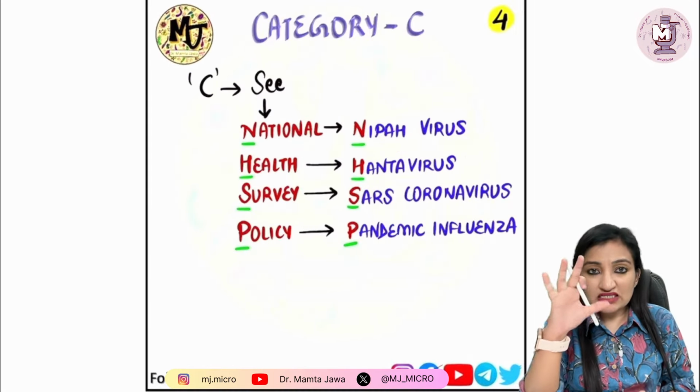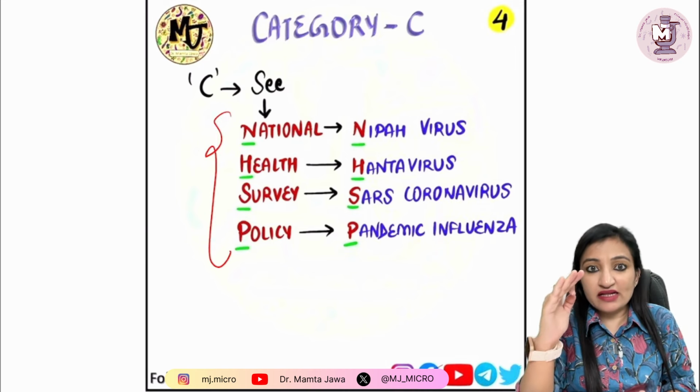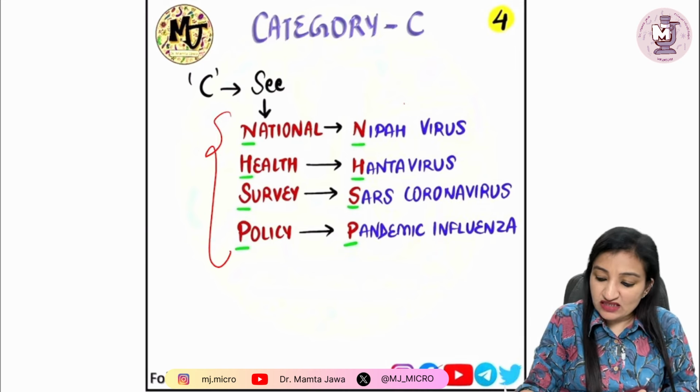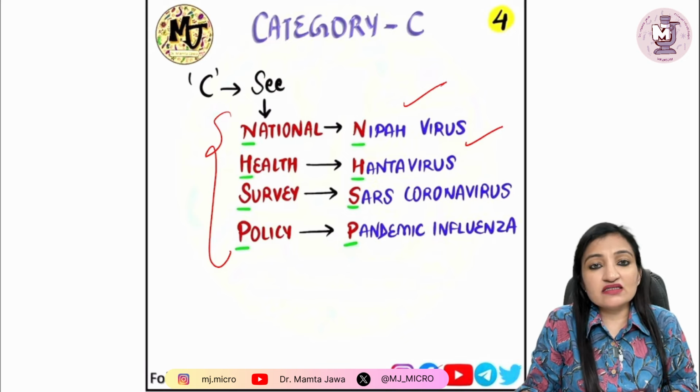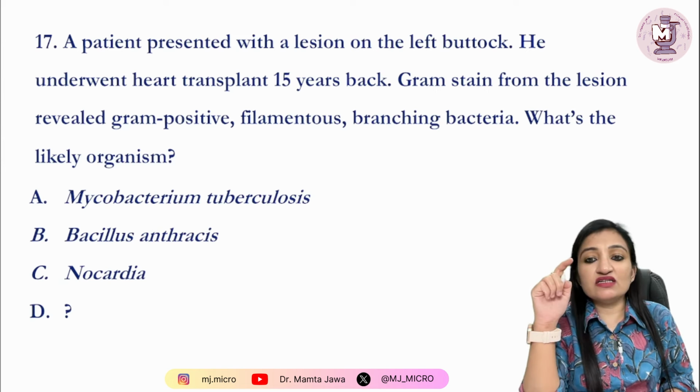कैटेगरी C में, शुक्र है इसमें सबसे कम नाम हैं. तो क्या देखना? नेशनल हेल्थ सर्वे पॉलिसी को देखो. तो N से निपाह वायरस, H से हंटा वायरस, S से SARS कोरोना वायरस और P से पैंडेमिक इन्फ्लुएंजा. रिमेंबर दिस. Next question. A patient presented with a lesion on the left buttock.